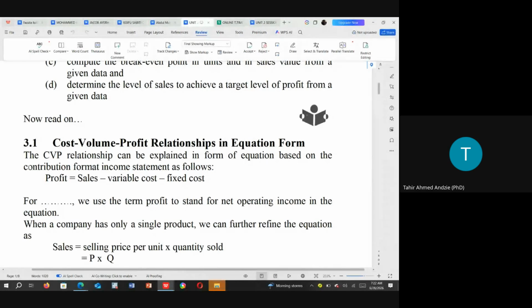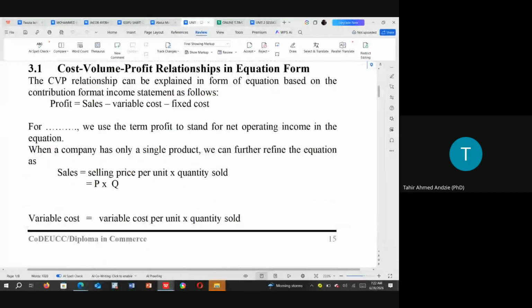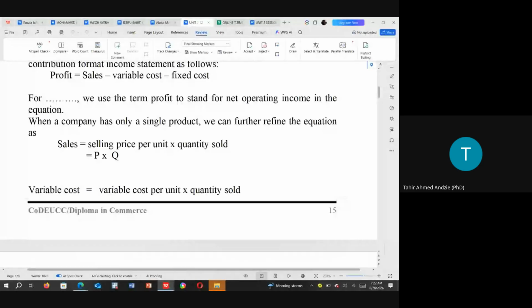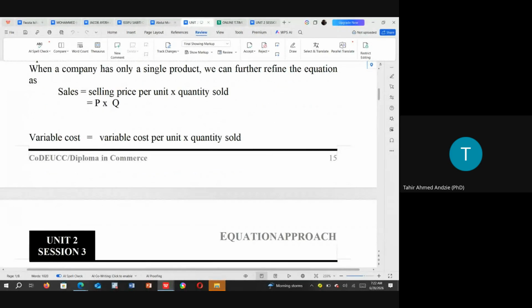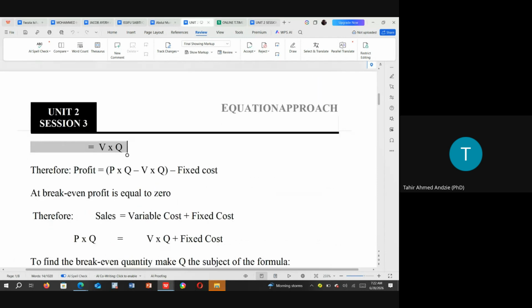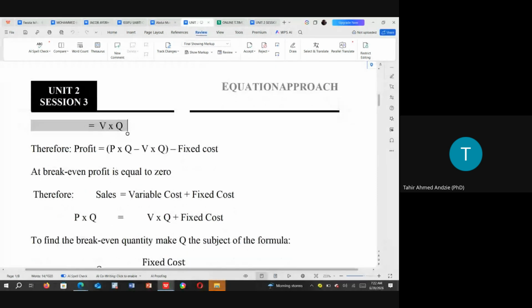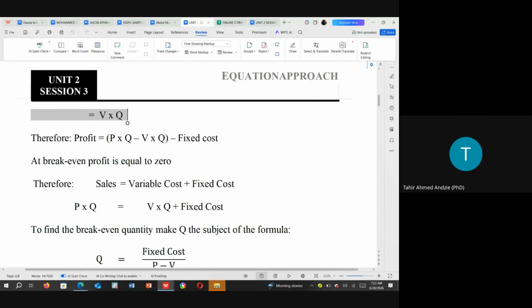So the equation we have written here can be written this way: sales will be equal to selling price times quantity, and total variable cost will be variable cost per unit times the quantity sold. Fixed cost will be given in total. Therefore, the equation will be profit equals selling price times quantity, minus variable cost times quantity, minus fixed cost, where the selling price and the quantity give us the sales revenue, and the variable cost times the quantity gives us the total variable cost, right?